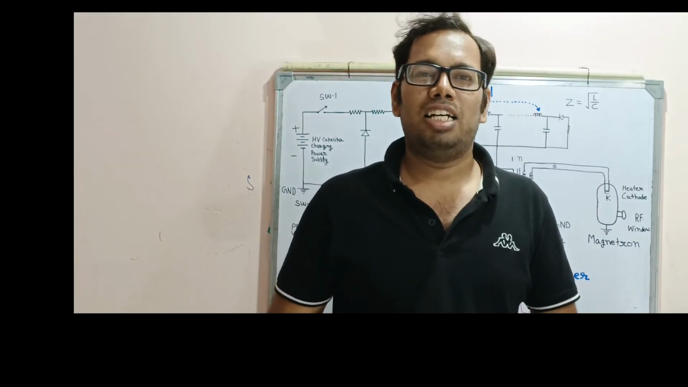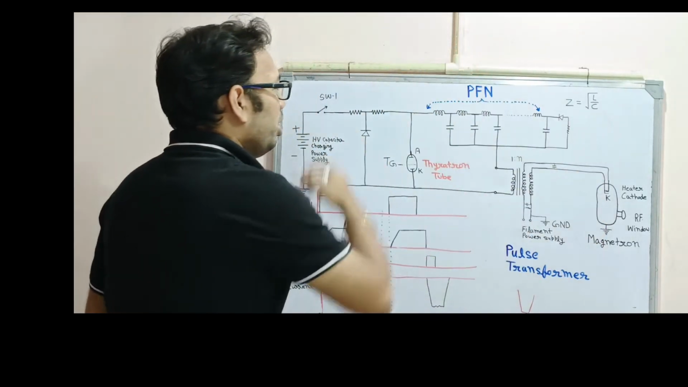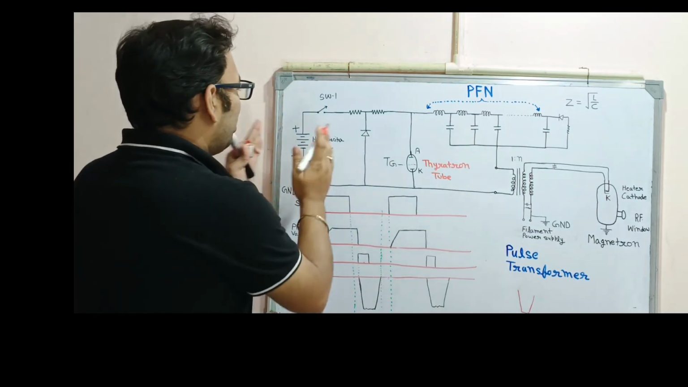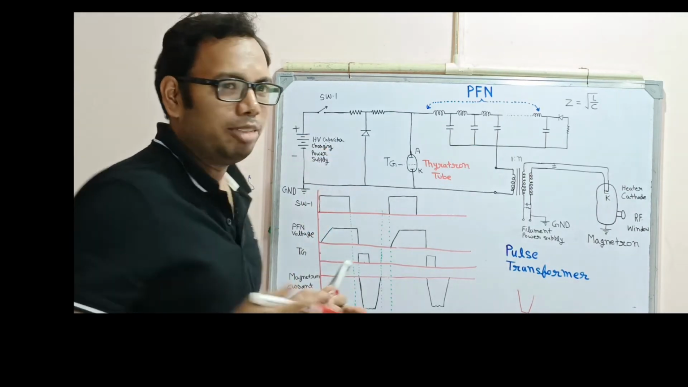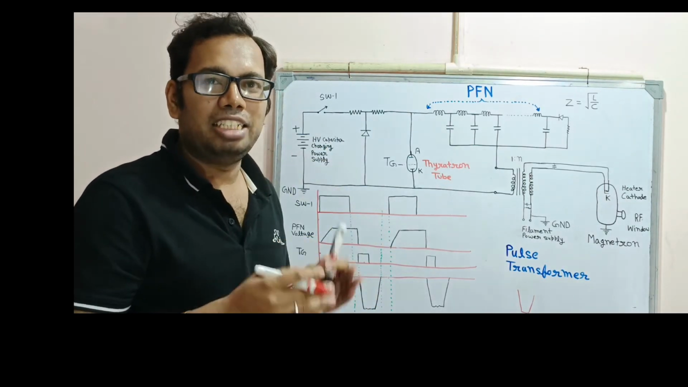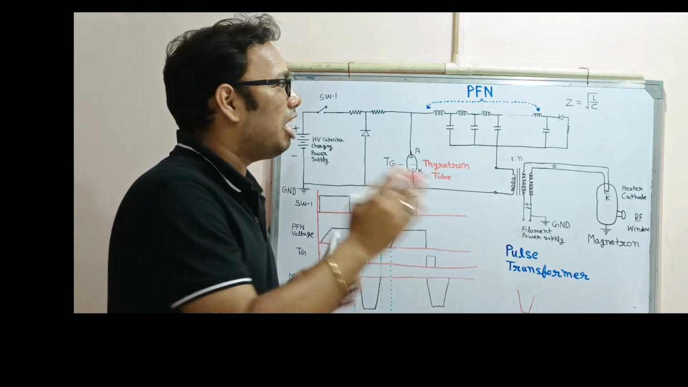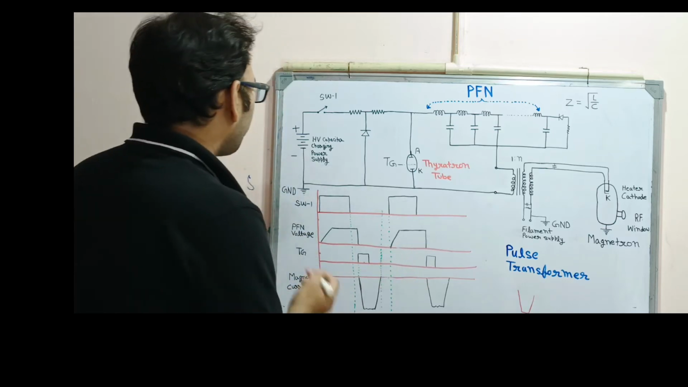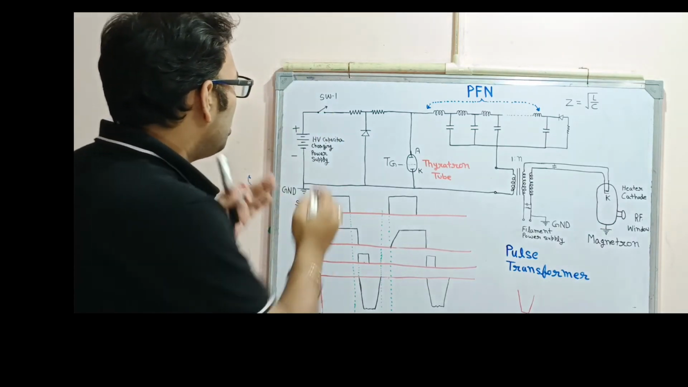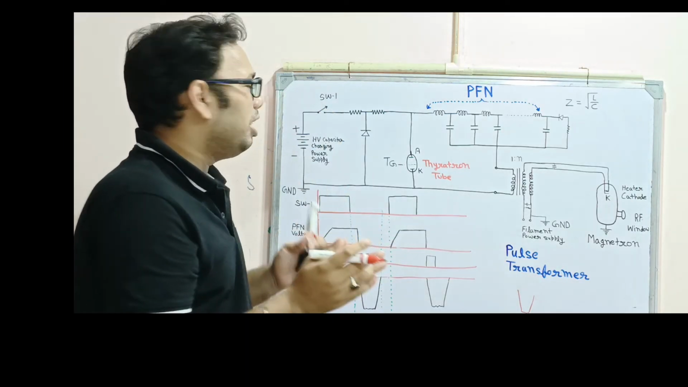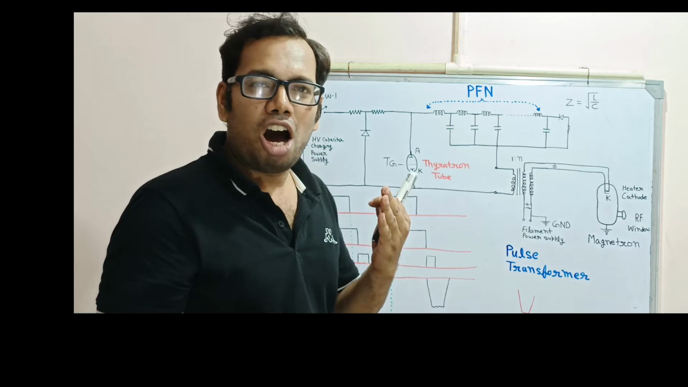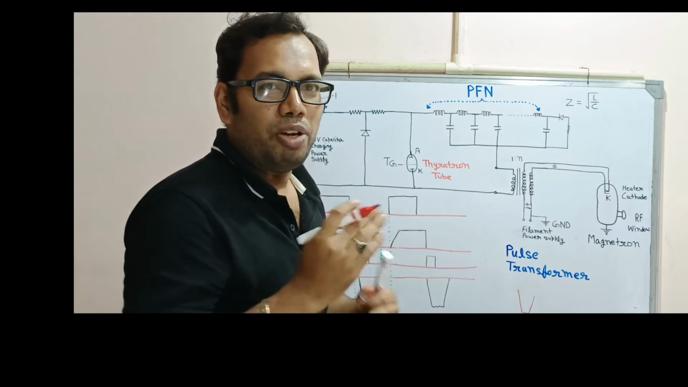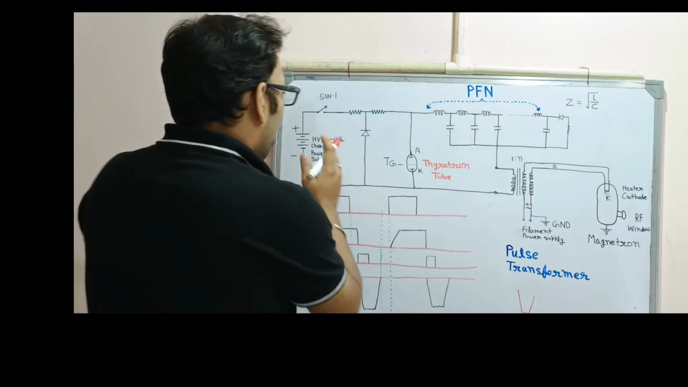So let's start the topic. Here, if you see, this is the line type modulator circuit diagram. In this circuit diagram, the first section is the high voltage capacitor charging power supply. This power supply is a DC power supply. This power supply will charge the PFN network to the required voltage. Here I have shown one switch. This switch represents the power supply turn on or turn off condition. So through this switch only we will turn on and turn off this power supply.